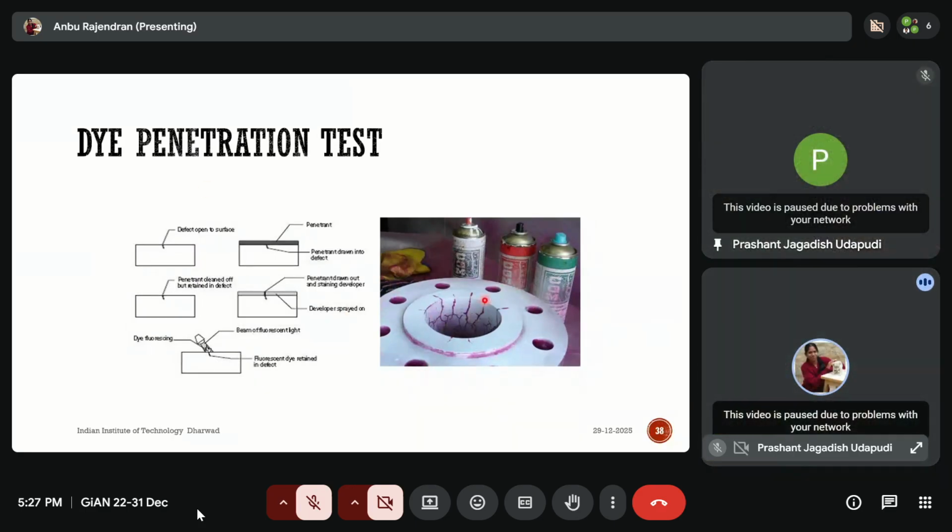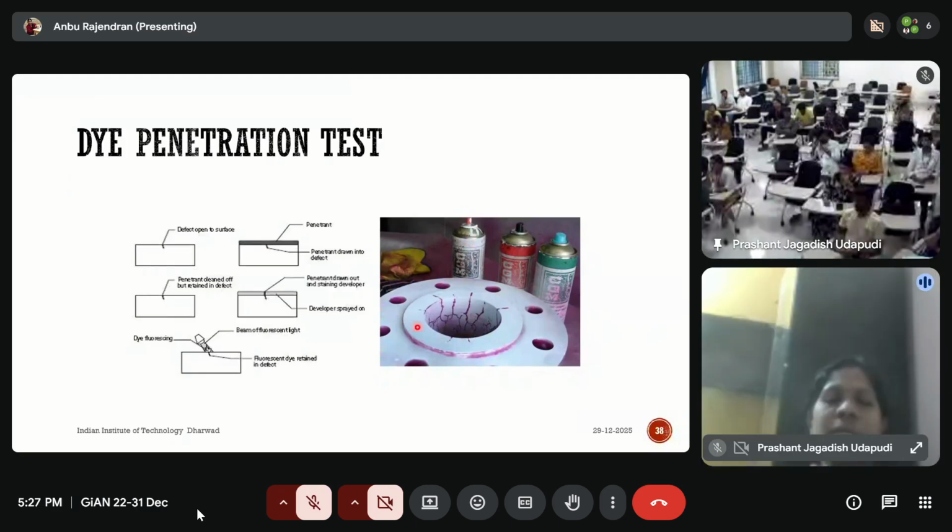What you have to do is, on a component, apply a dye over it, clean it, and then apply a developer over it. If there is a defect, the dye will penetrate through the defect. When you apply the developer, it absorbs the dye from the hole. From that you can understand there is a defect. The presence of a defect can be understood by that.